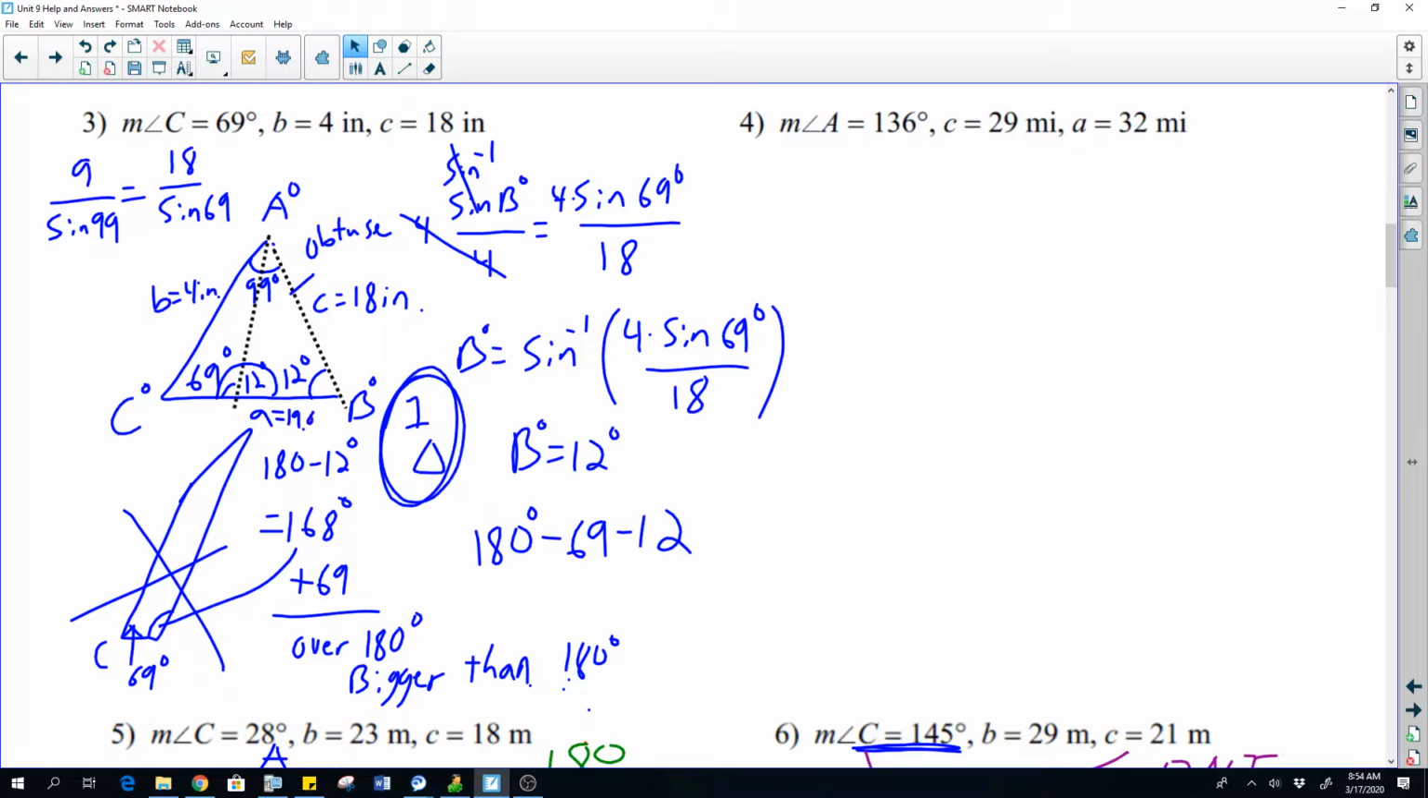19.04, nice, there we go. And so there is all our sides, all our angles, and number 3 is definitely one triangle.